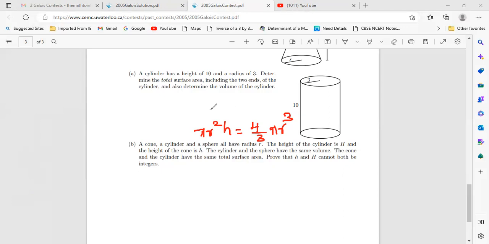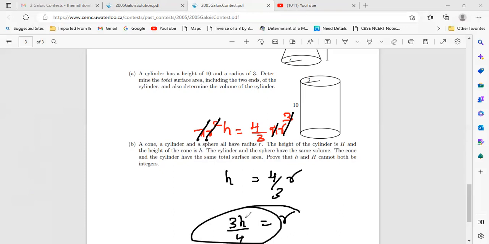So you can cancel pi and pi, r square and r cube, so it becomes 4 by 3 r, and you will have h here. So from this you can relate h is equal to 4 by 3 times r, and r is equal to 3h by 4. So you can derive these two relations from the statement. Can you follow, Shana?